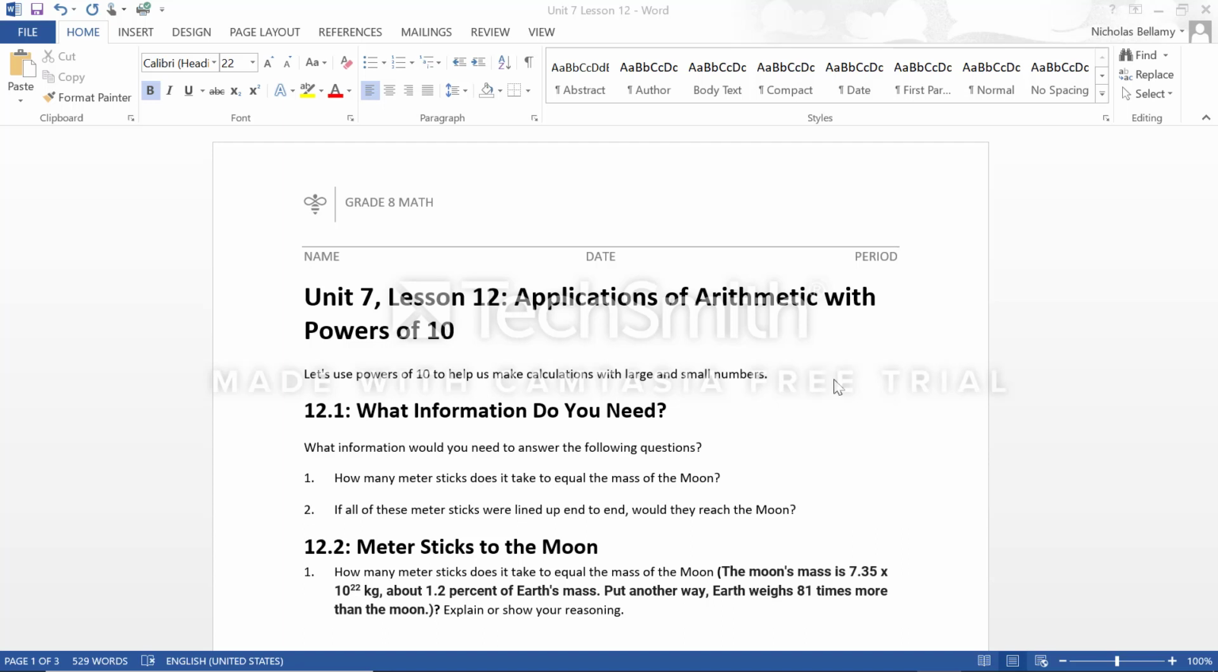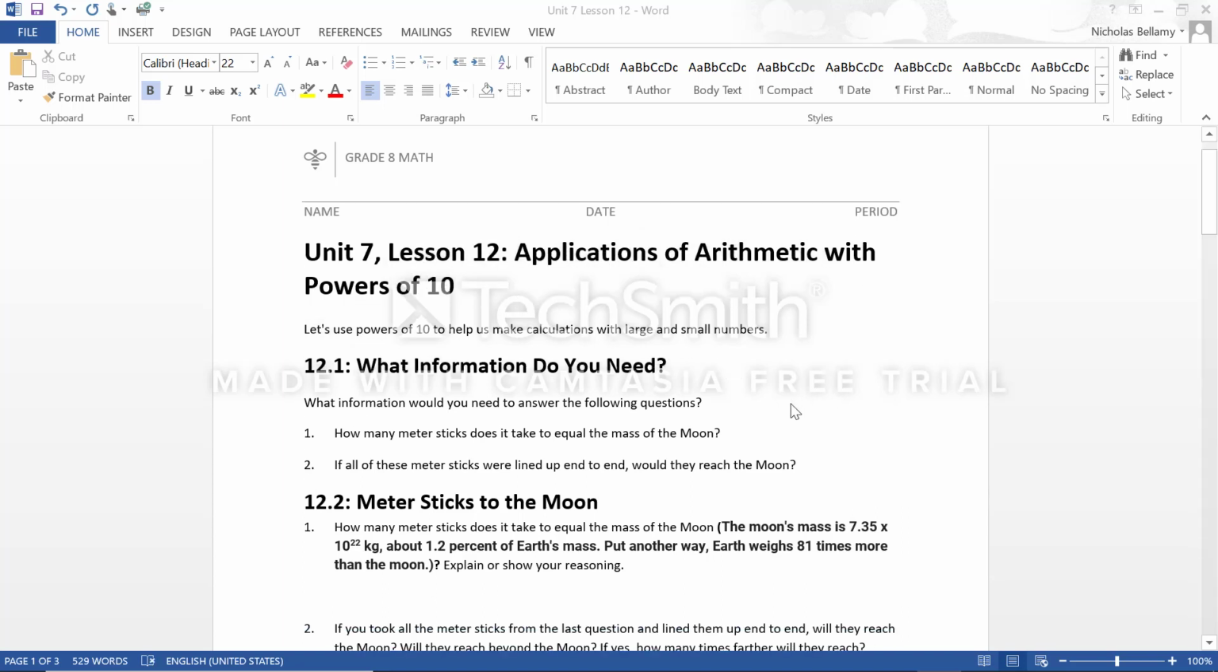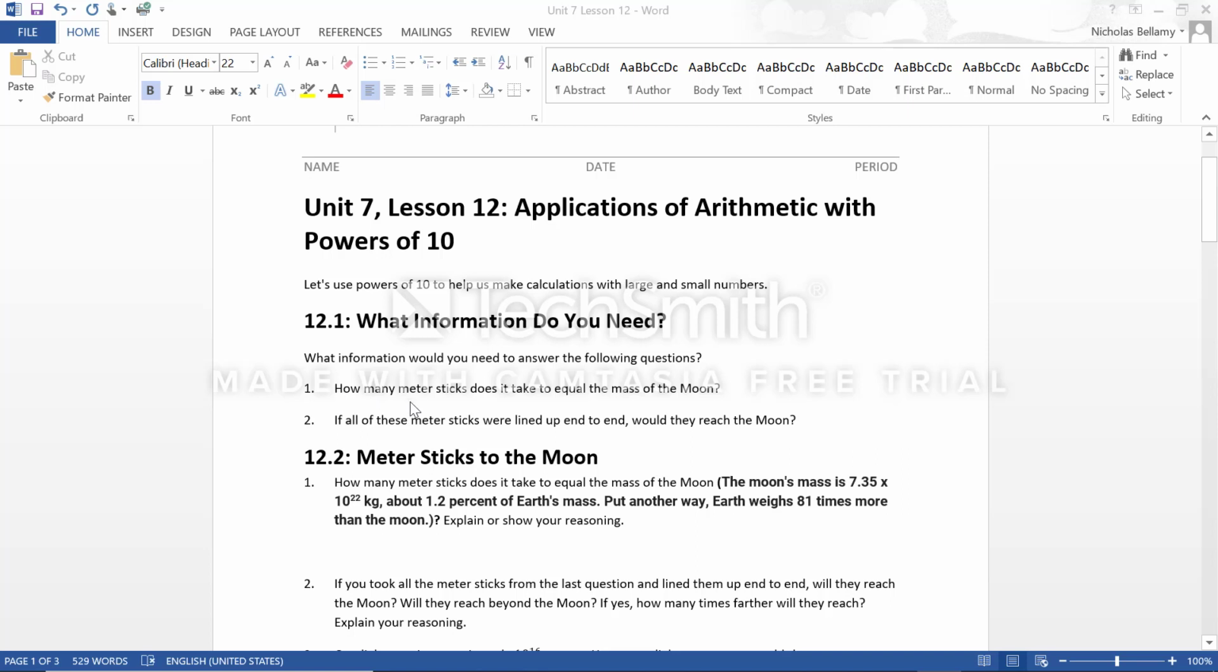So looking at lesson 12, just gave a quick example that we have: how many meter sticks does it take to equal the mass of the moon? So one thing you're going to have to do is figure out what is the mass of the moon, and then you're going to have to convert the mass of the moon into meters, right? No matter what that is, you'll then divide that by 3.2 because a meter stick is 3.2 meters, okay?